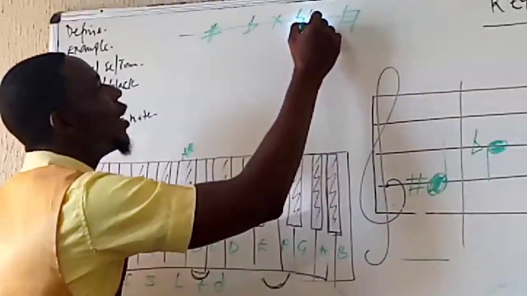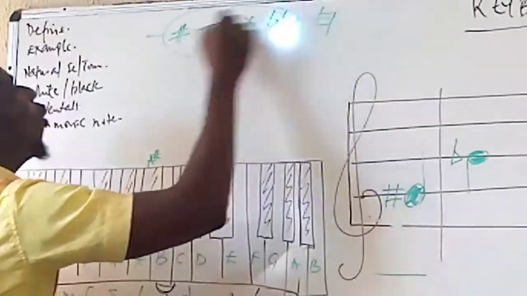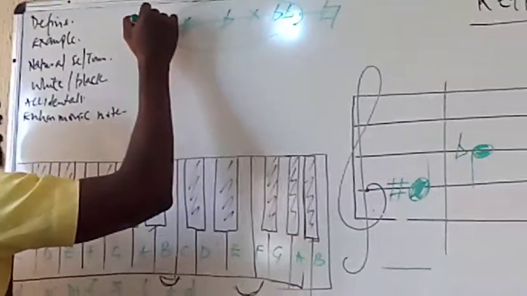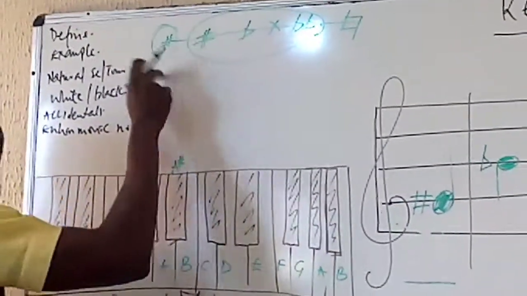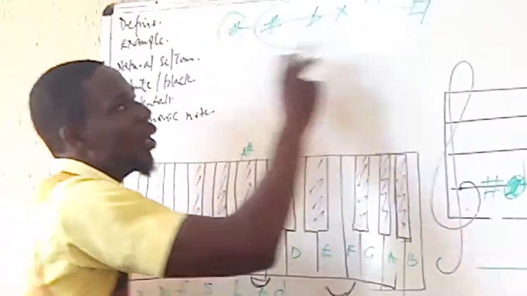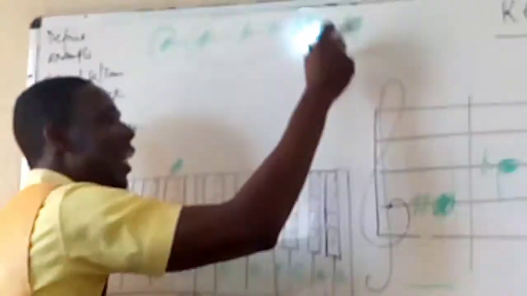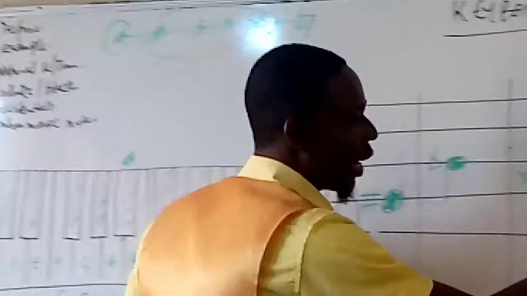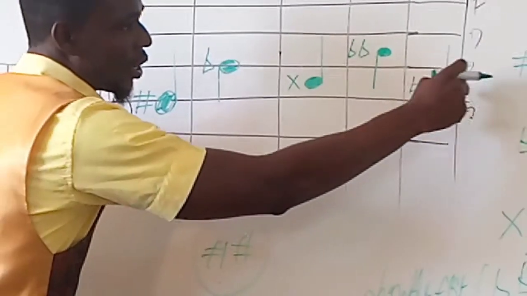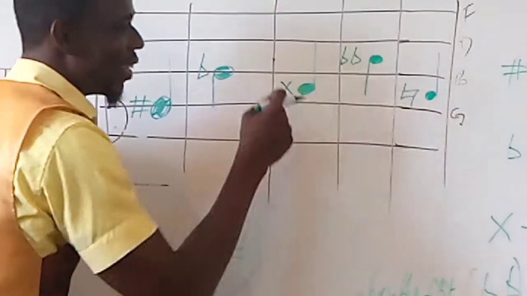It's telling you, ignore all this, or ignore what is at the beginning of that line of the note, and play it the way it is. That means play that note the way it is, just like we have here. It's telling us that we should play A the way it is.